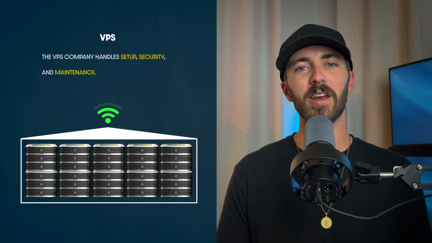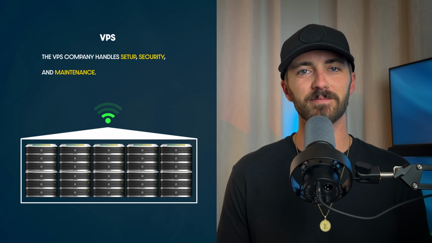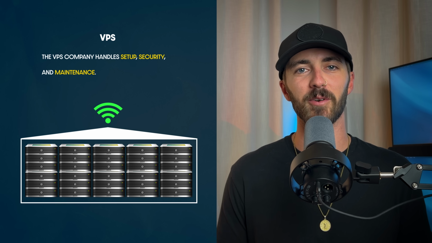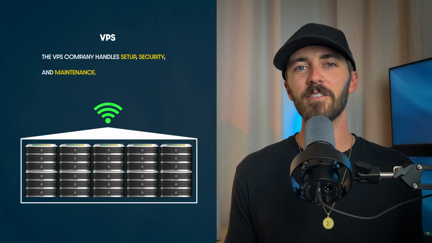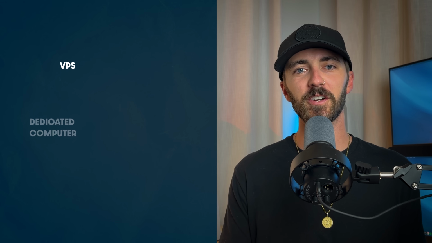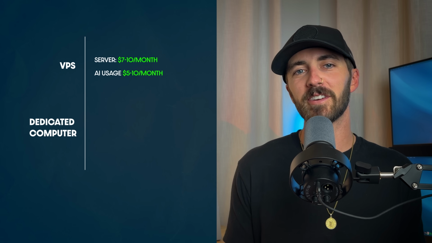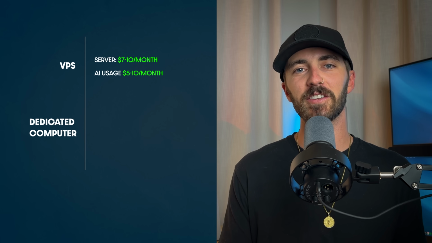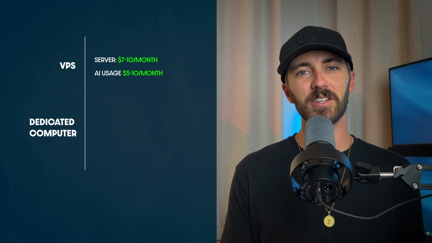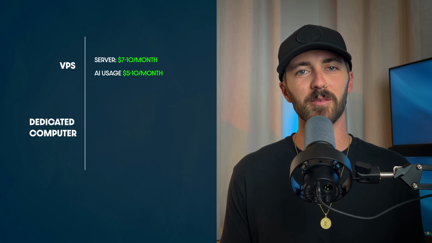And the company that you rent it from handles all the technical stuff, like the setup, the security, and fixing any potential issues that might arise, so that you don't have to. I've tried all the methods, and this is by far the easiest, fastest, and simplest way to get set up with OpenClaw. For the average user, a server is somewhere around $7 to $10 a month, and the AI usage would be somewhere around $5 to $10 a month. So realistically, you're looking at around $10 to $20 a month total.